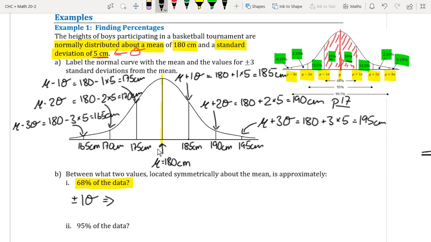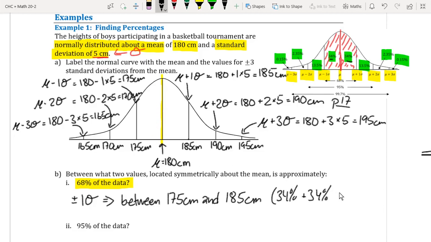and we already know what numbers that represents, so it's going to be between 175 centimeters and 185 centimeters, because 34% of the data is 1 standard deviation below the mean, plus 34% of the data is 1 standard deviation above the mean. 34 plus 34 is 68.